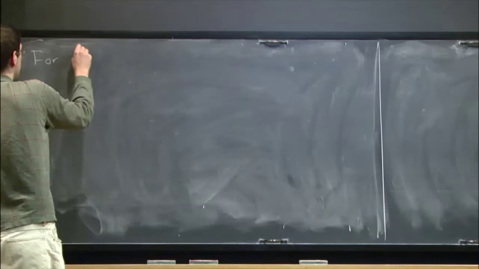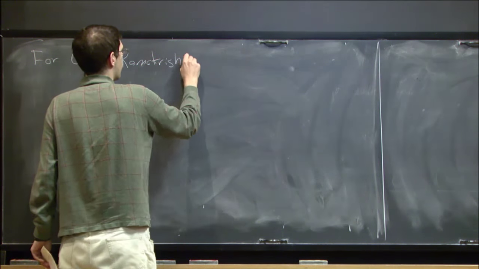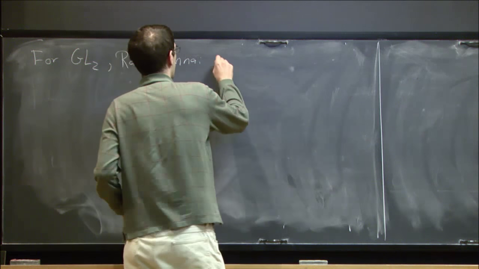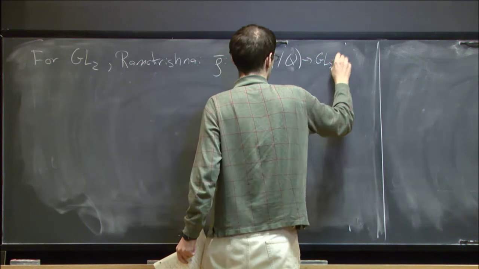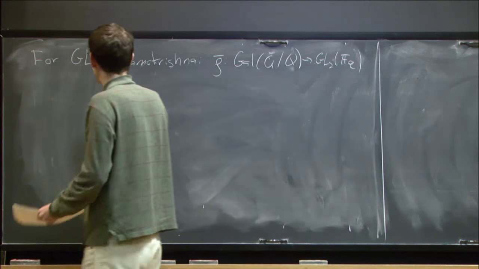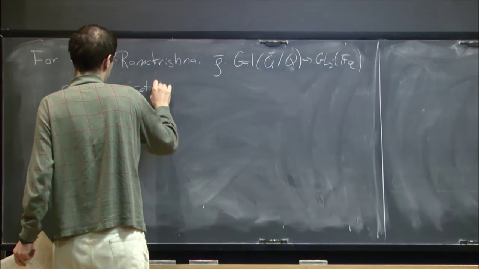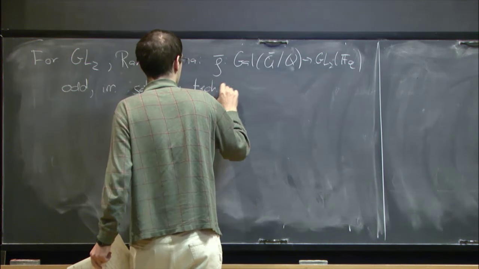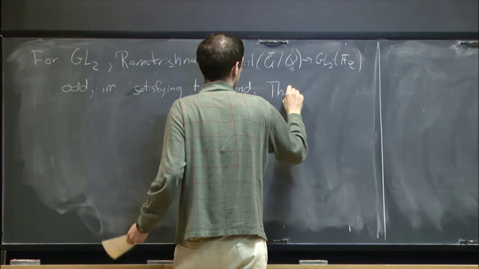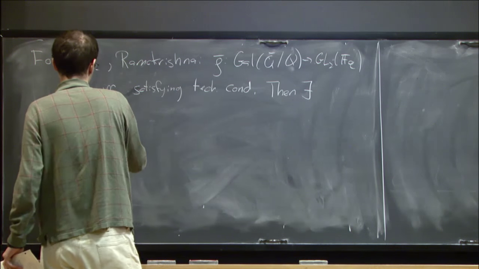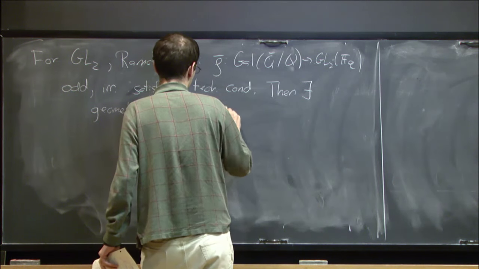So for the group GL_2, this question was answered by Ramakrishna in the late 1990s. What he showed is that if I have a residual representation of the absolute Galois group of Q into GL_2(F_q), and it's odd, irreducible, and satisfies some technical conditions, he proved there exists a geometric lift. And furthermore, it is actually crystalline at p.